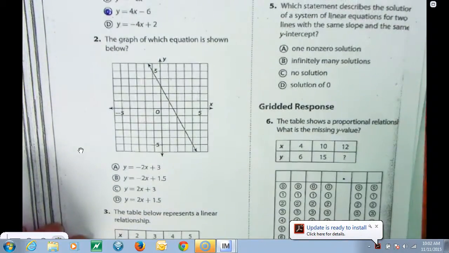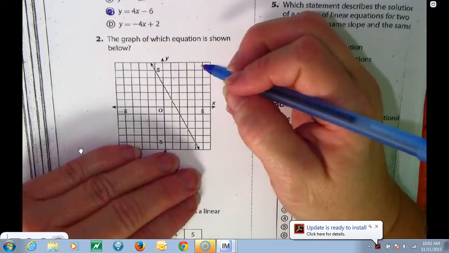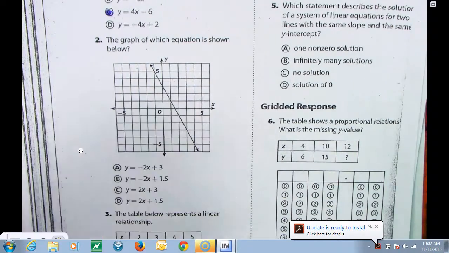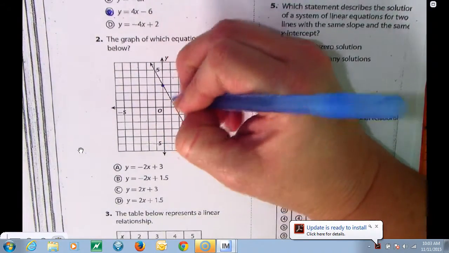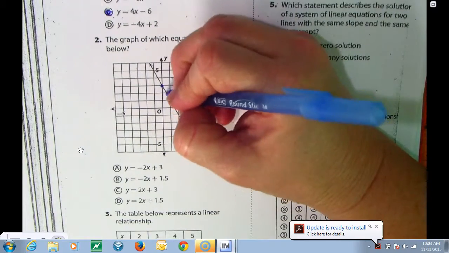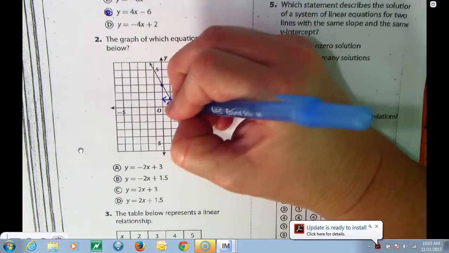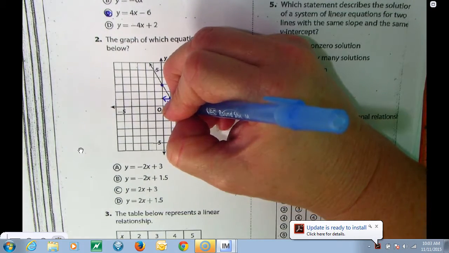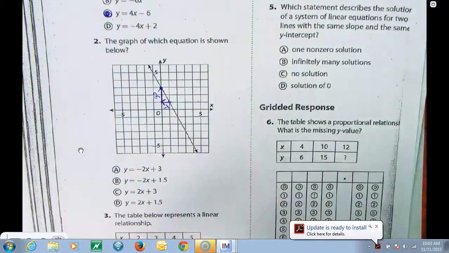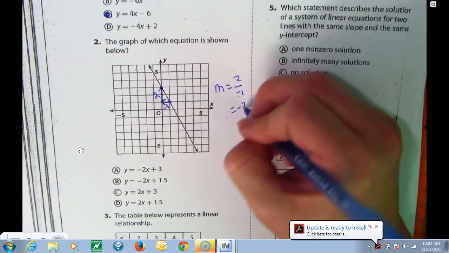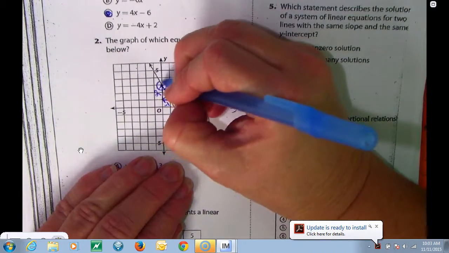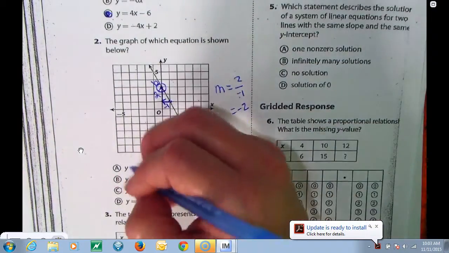Number 2. There are people that did not show any work on number 2. They just circled themselves an answer. Guys, I'm going to pick 2 points. You can pick any 2 you want, except the ones that aren't on the line. I'm going to go over how many? -1. I'm going to go up. So the slope is 2 over -1, which is -2. Oh, I need my equation. Y equals -2x. The y-intercept is +3. A.